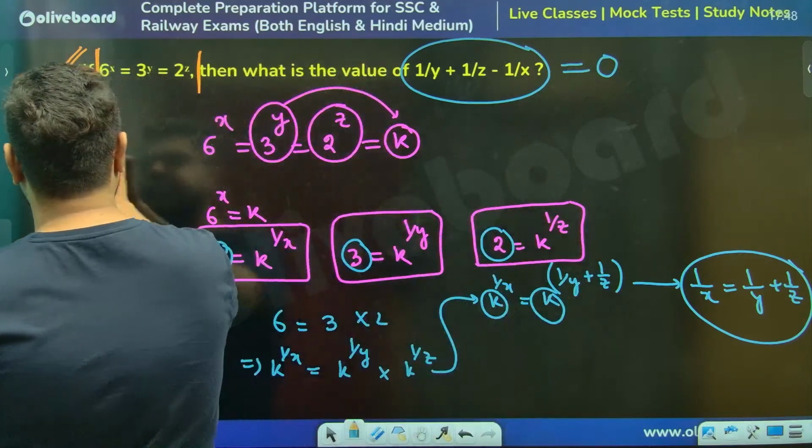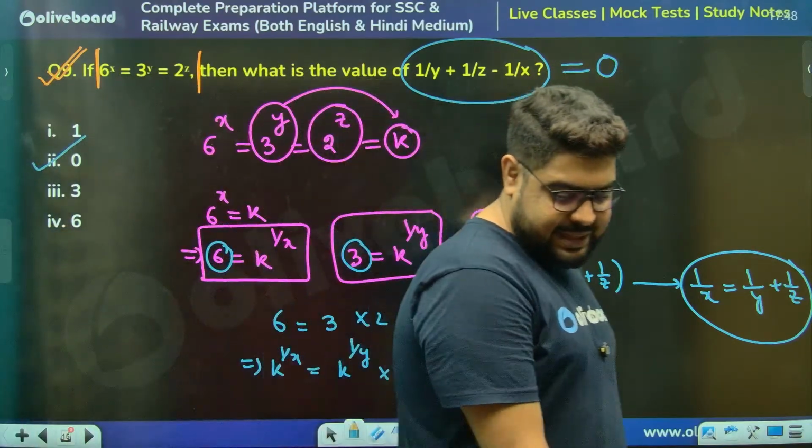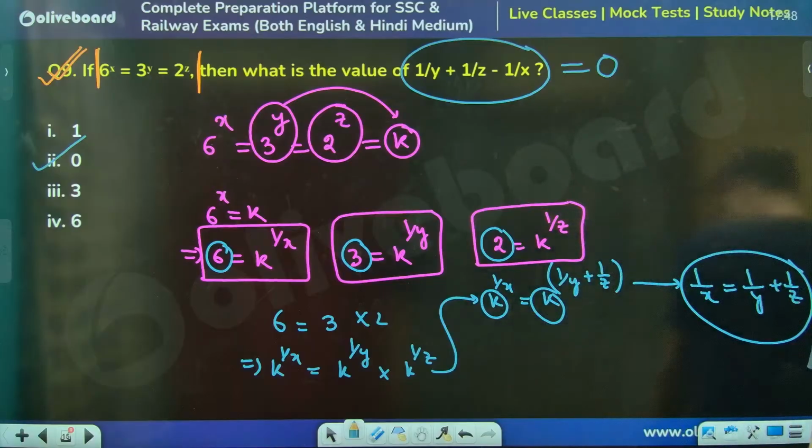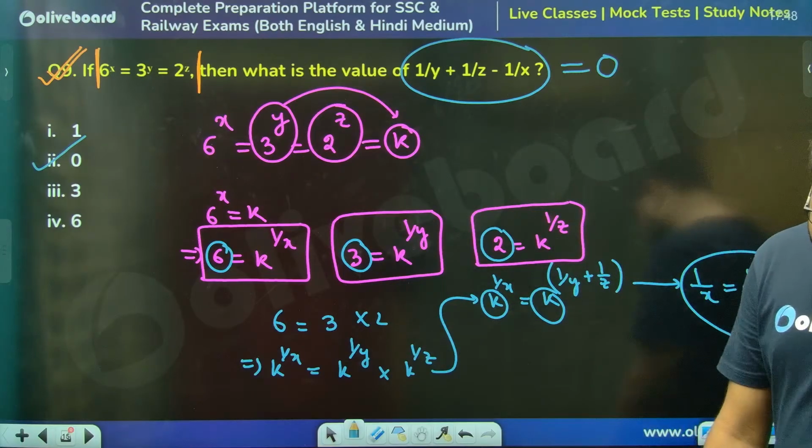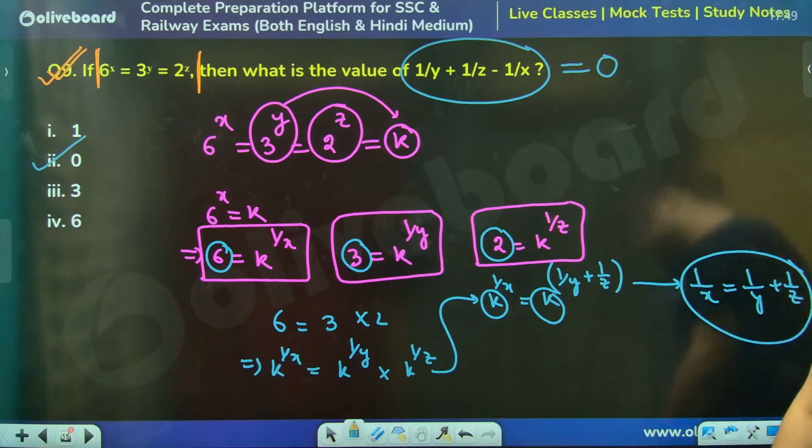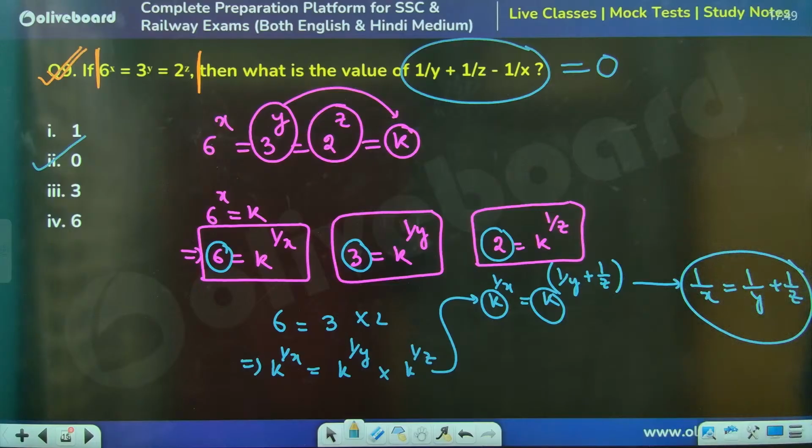This value is 0, sir. This value is 0. Yes, Reena, Argamita, Vinod, you guys are all correct. All of you guys are correct.